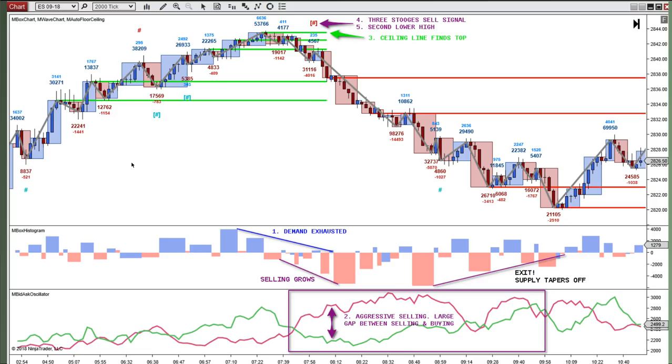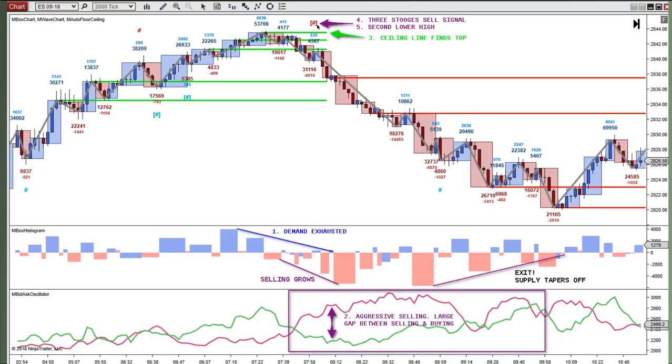All right, so here we're looking at the E-mini S&P 2000 tick chart in NinjaTrader. I've got several indicators loaded, and for the zigzag I've got a 3-wave tick reversal, and for the algorithm we're using the Three Stooges. The Three Stooges is good at showing when supply is weakening or demand is weakening. And they often occur on pullbacks as well.